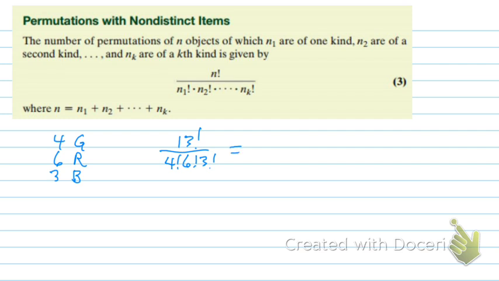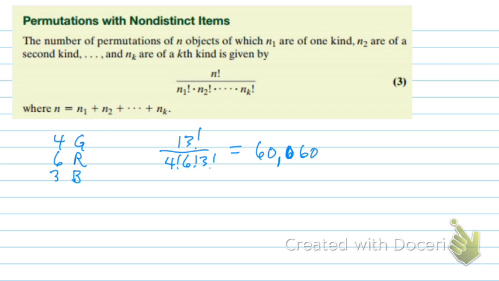What do you get? 60,060. It's a 0. Different ways to line those up, because they're non-distinct. One green one is not unique from another green one.